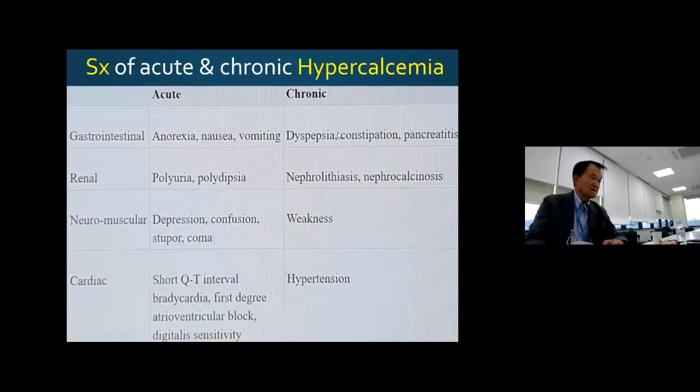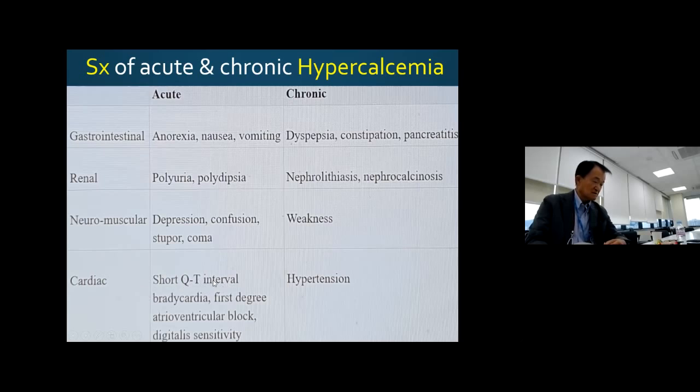And then in clinics, we can think about acute or chronic symptoms of hypercalcemia. In an acute situation, they usually develop nausea, vomiting, just like any GI disease, and then polyuria, polydipsia, and certainly neuromuscular symptoms like depression, confusion, even coma.